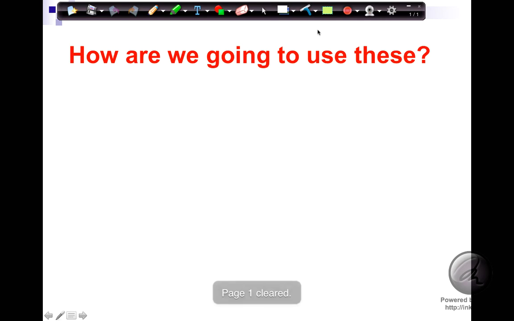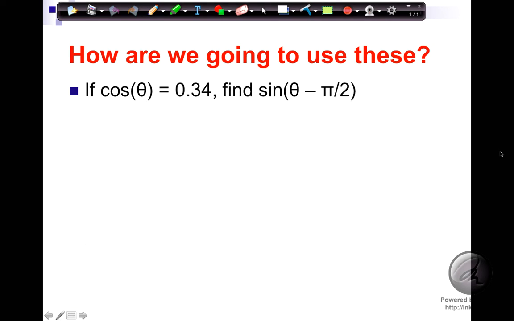All right, so now let's go ahead and use some of these identities. If cosine of theta is equal to 0.34, we want to be able to find sine of theta minus pi halves. So here's what we're going to do. We know that sine of theta minus pi halves can be rewritten as negative sine of pi halves minus theta, using the same logic as we used on the last page. Because sine is an odd function, we can factor out the negative, and the negative fully comes out to the front of sine.